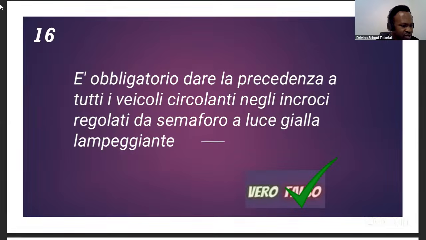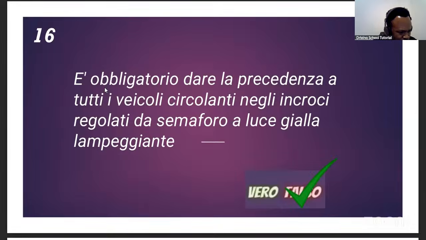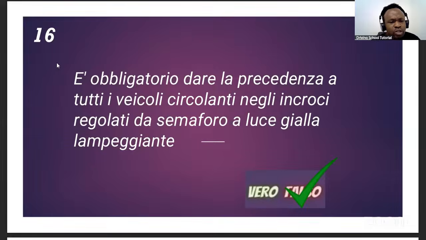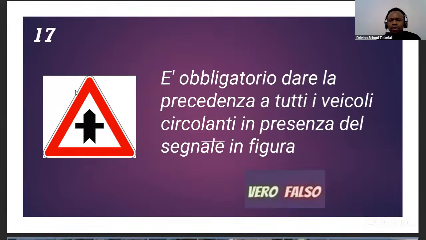So please remember again, if there is anything you don't understand, let me know. I'm trying my best to break it down as much as possible. But if you still don't understand, do not hesitate to ask. So the answer to that one is false, as we said. So question number 17, he said, è obbligatorio dare la precedenza a tutti i veicoli circolanti in presenza del segnale in figura. Is it true or false?